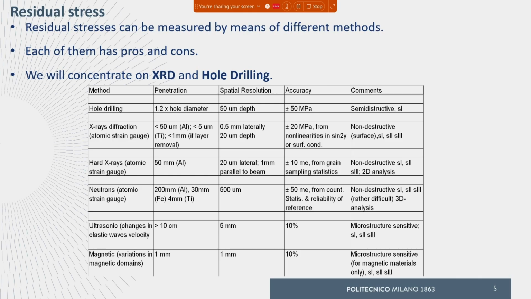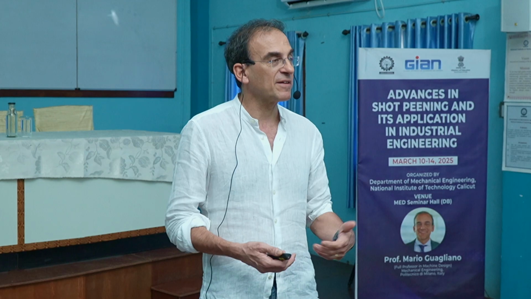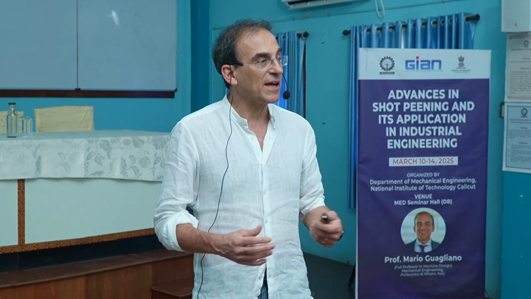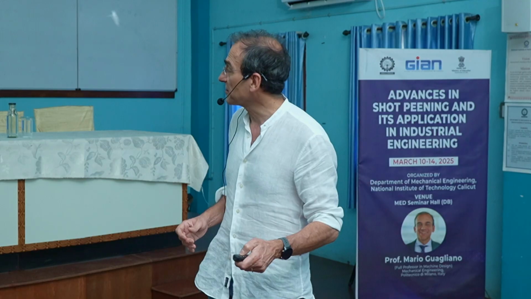Why am I not considering the other ones? Indeed, the others are powerful. Neutron diffraction is powerful, is not destructive, and is able to measure residual stresses also in depth without removing any material. But we need something like a synchrotron, a very large piece of equipment that is available just in a few labs in the world, let's say. It can be done, of course, but it's not an everyday method for measuring residual stresses.